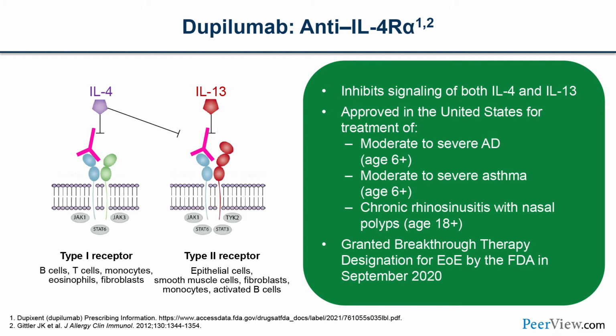What's interesting is there actually is a biologic out there that is FDA approved for moderate to severe atopic dermatitis, moderate to severe asthma, or chronic rhinosinusitis with polyps: dupilumab. This works by actually blocking that IL-4 receptor alpha subunit, which then works by more than just blocking IL-4. It blocks the mechanism of IL-13 on this type 2 receptor. So it actually has a dual mechanism of action in allergic disease.